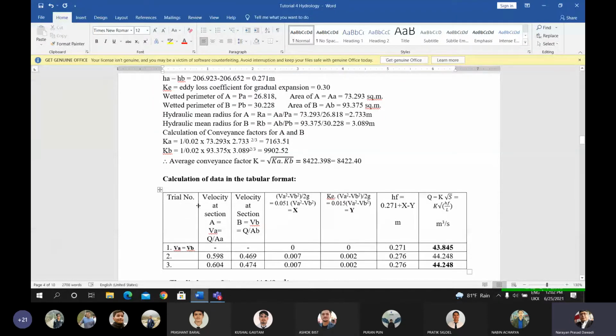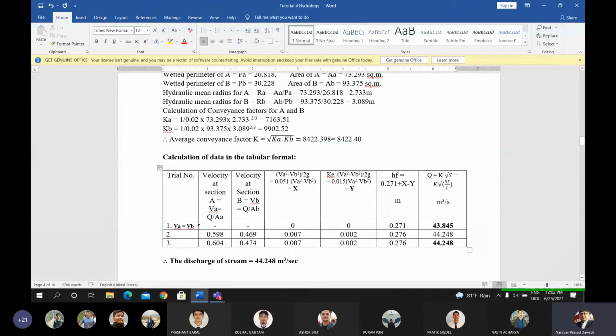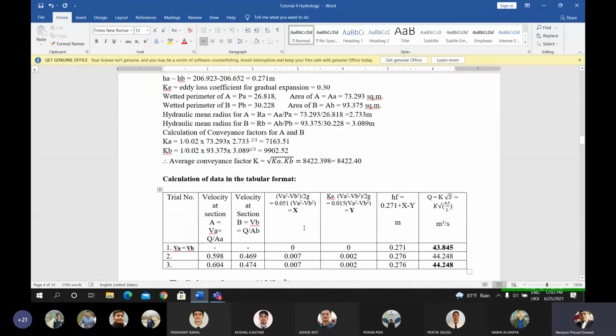Okay, in this way I have converted this, and for the first trial, make the velocity of section A equal to the velocity of section B. Now for this, the velocity at section A and velocity at section B are both equal. So VA square minus VB square by twice g, if VA and VB are equal, then this equation reduces to 0. Okay, the value of VA and VB are equal, so this term will reduce to 0.